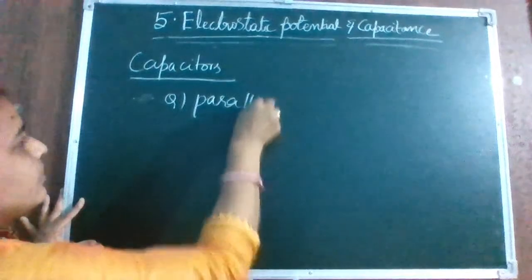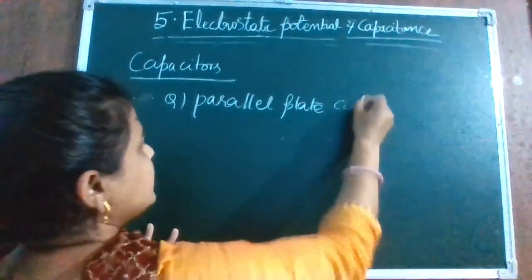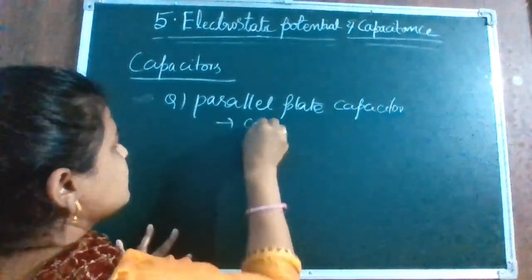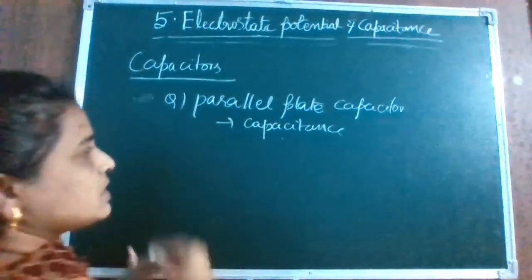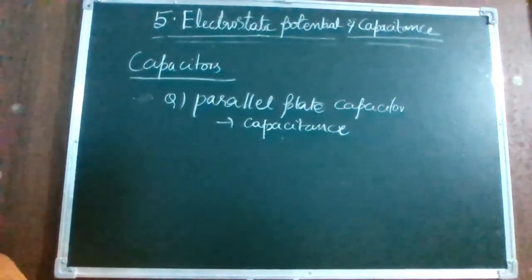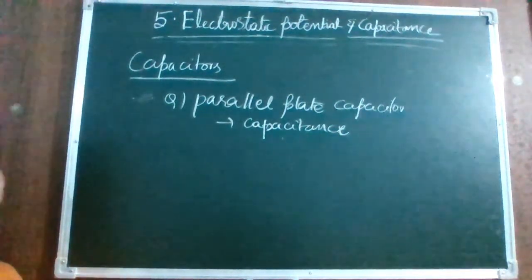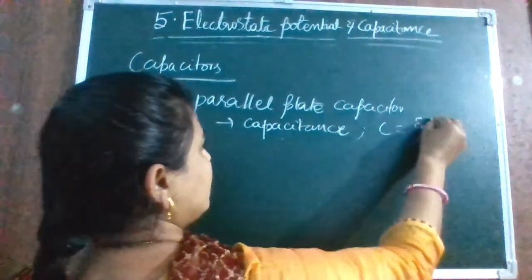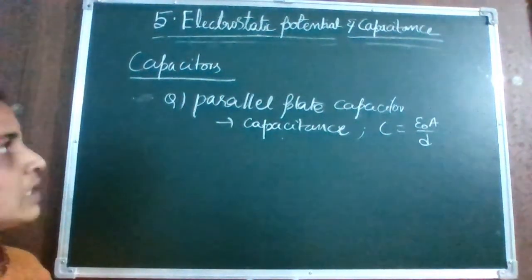Parallel plate capacitor. He asks its capacitance. To derive this, we have to draw the diagram, explain how it works, and also do the derivation related to this parallel plate capacitor. Under the derivation, we will have epsilon naught A by d, which is also a very important formula that we will use for the problems also.